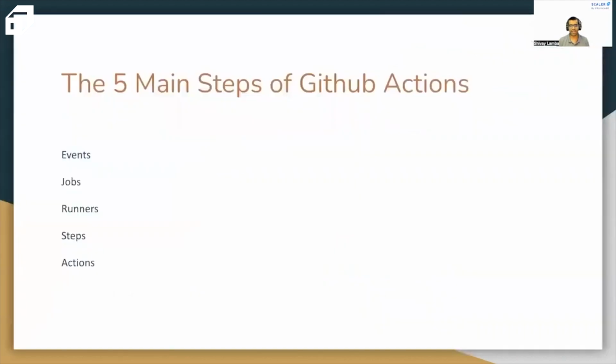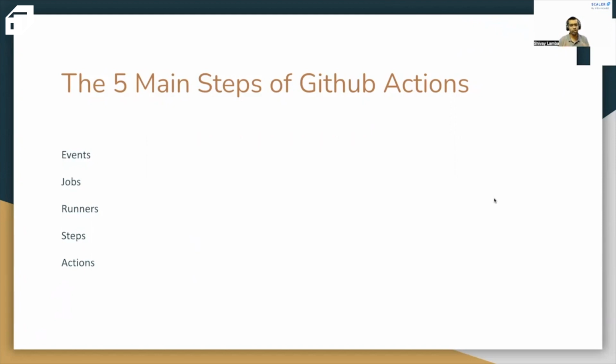Now, any GitHub Action will primarily have 5 components, which are events, jobs, runners, steps, and actions. Essentially, these are the main components of your GitHub Actions. Whenever we are creating a new GitHub Actions workflow, it could be triggered whenever an event actually takes place. That's why we are defining these events. And the event can be anything. It could be the opening of a new pull request. It could be, let's say, whenever an issue is being created.